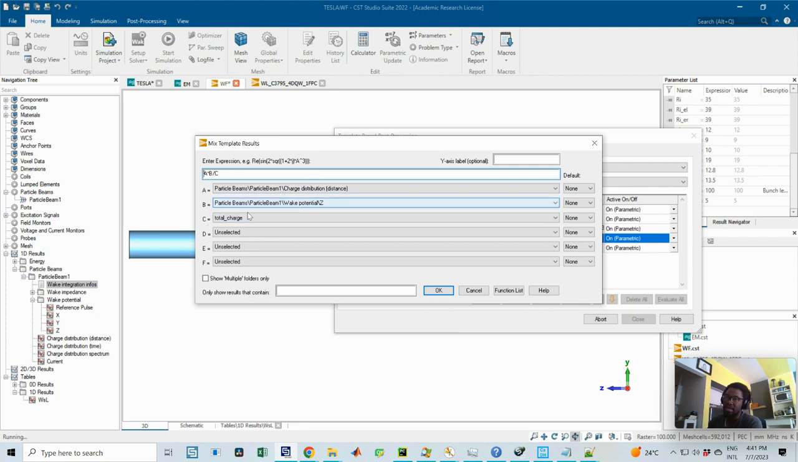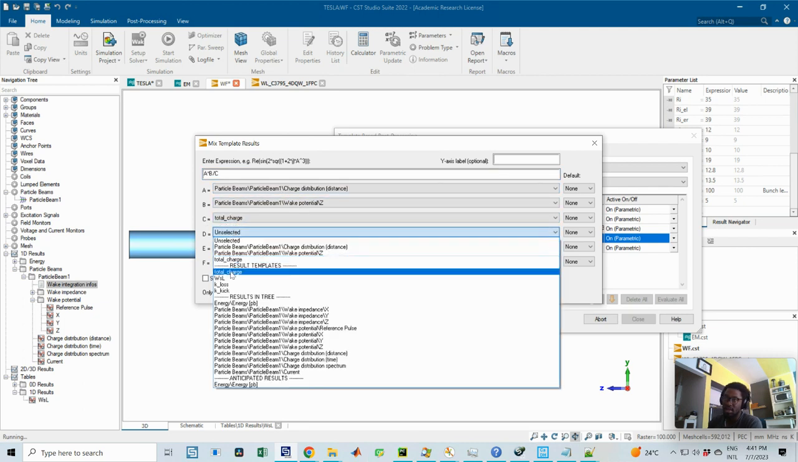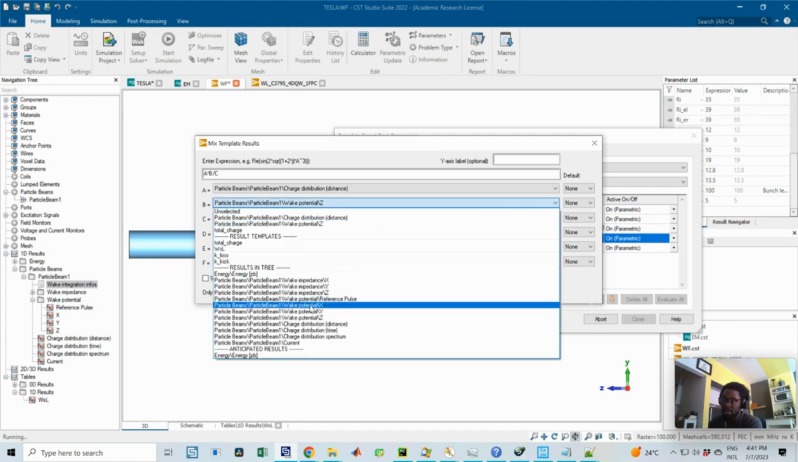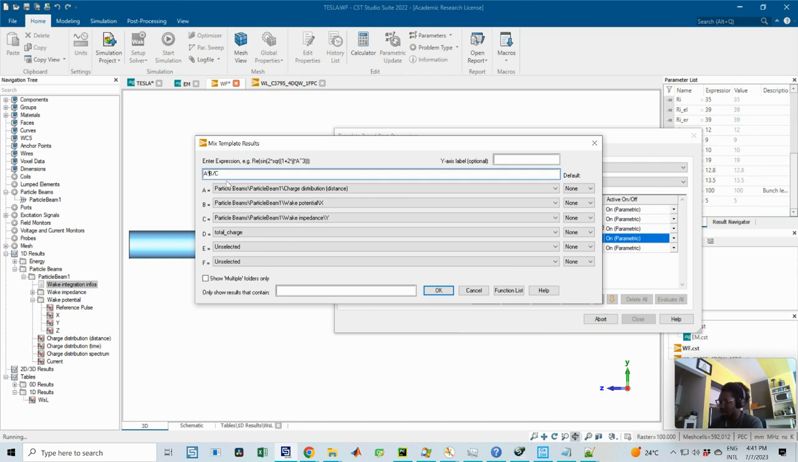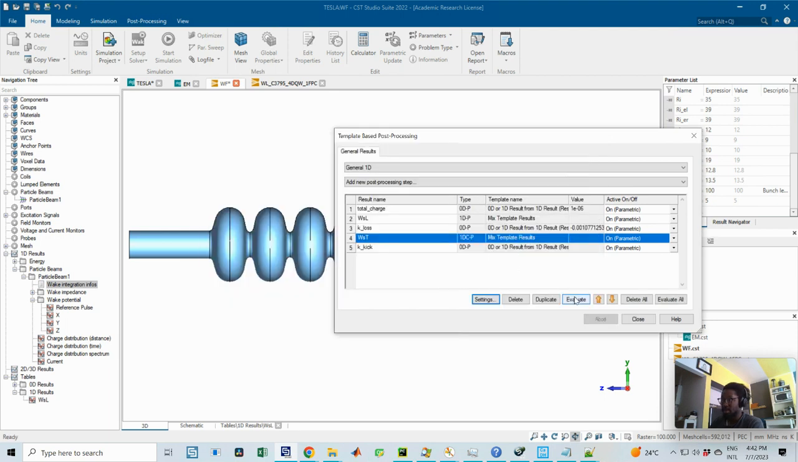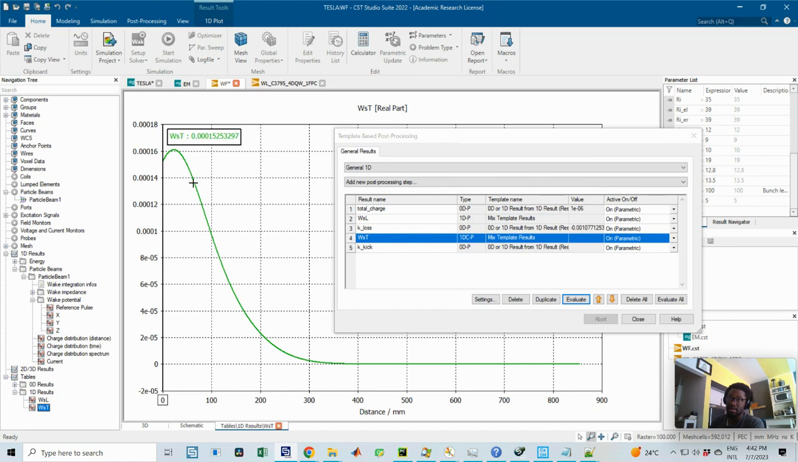So I have to edit them. Since I need X and Y, I would move total charge to D, and I will make this potential X and make this potential Y. So I have A multiplied by B plus C, then divided by 2. I hope I'm not messing up any of my brackets. And then divided by D. Hopefully I didn't mess up any of my brackets, and then I could evaluate it. Yes, so this is what I have. That looks weird.